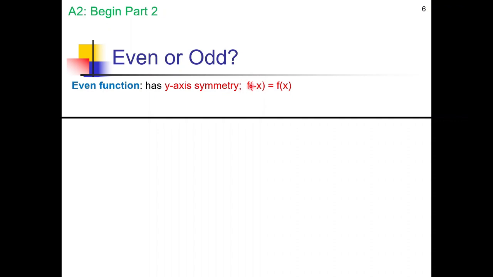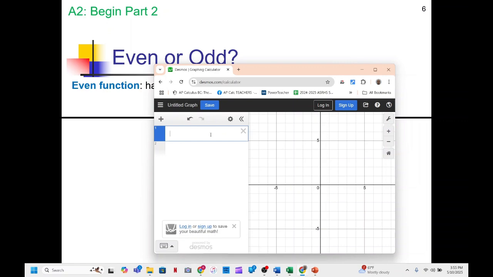Now, what does all this mean? Let me give you an example of an even function. So I'll show you something on Desmos here. Sort of the poster child for an even function is f of x equals x squared, our good old-fashioned parabola. We can clearly see that this has y-axis symmetry. I can reflect this over the y-axis, and I'm going to get the exact same shape that I started with.